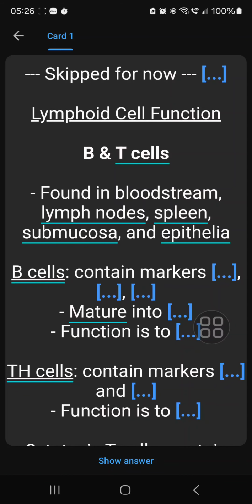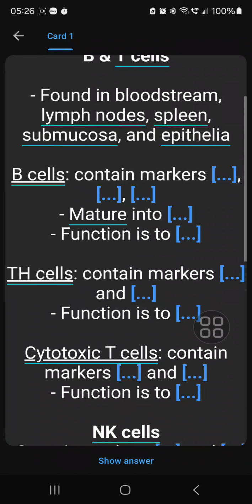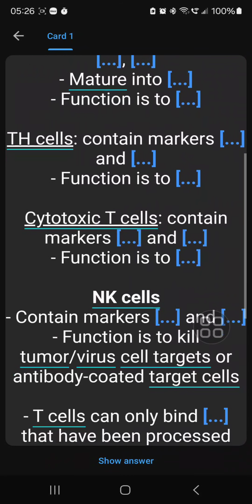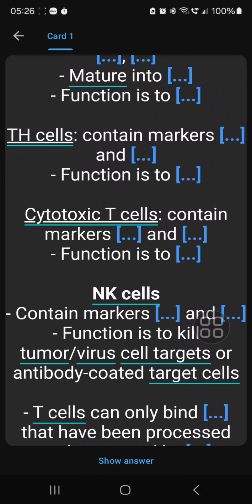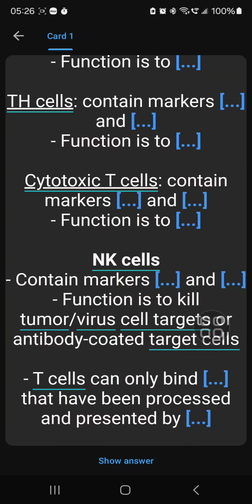So this is lymphoid cell functions. B and T cells are found in the bloodstream, lymph nodes, spleen, submucosa, and epithelia. B cells contain CD19, 20, 21 markers and mature into plasma cells. Function is to produce antibodies. TH cells contain markers, maybe CD4 and CD8. Function is to maintain immunity.